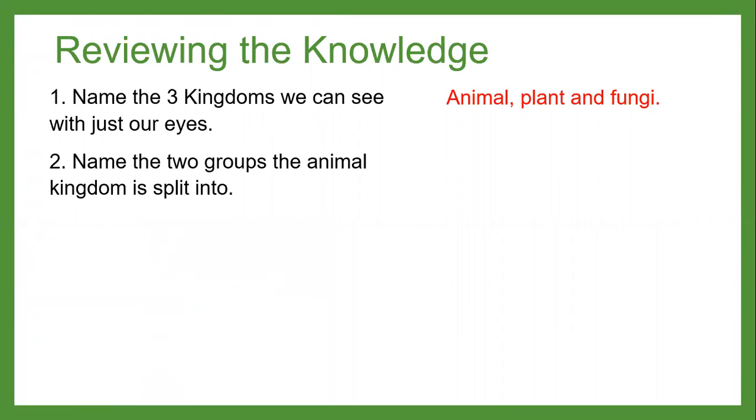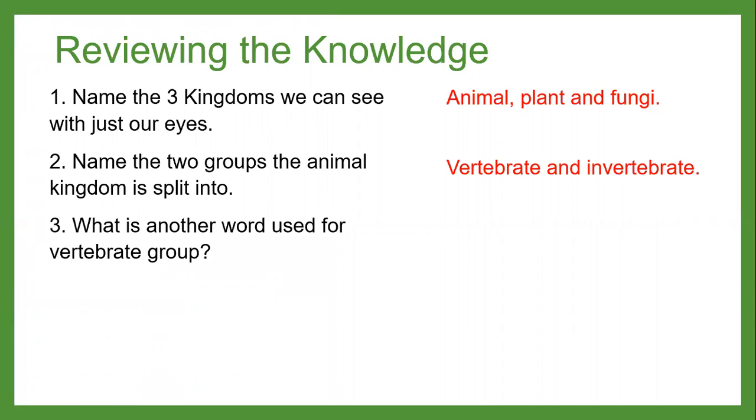Question 2. Name the 2 groups the animal kingdom is split into. The answer is vertebrate and invertebrate. Number 3. What is another word used for the vertebrate group? It is chordata. Remember, chord is the shortened word for the spinal cord, which gives you the clue.